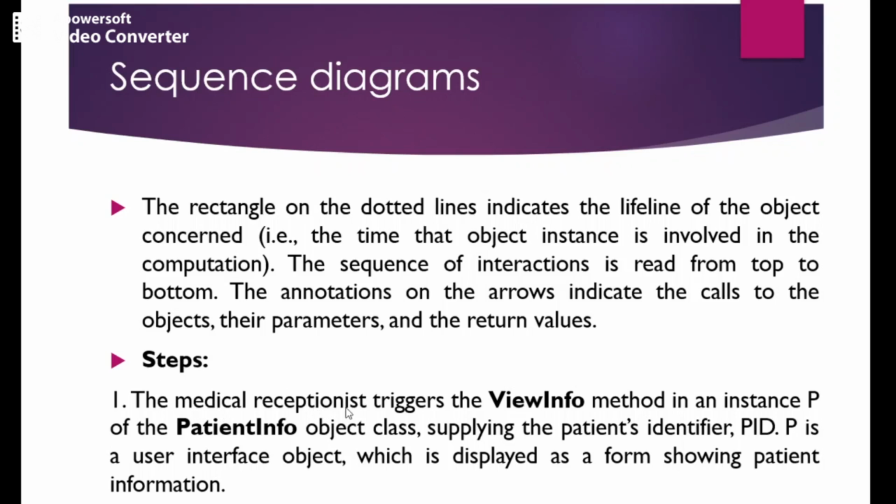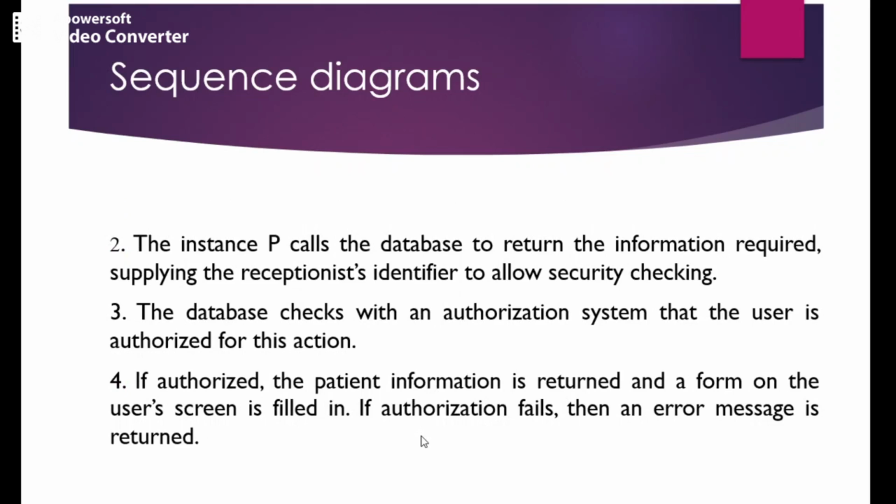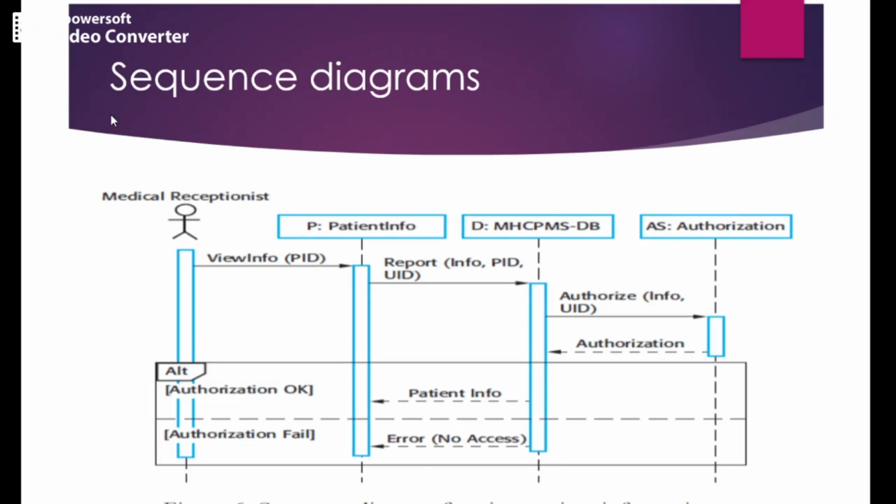The medical receptionist triggers the view info method in an instance P of the patient info object class. So what you can see is who triggers now. Actually, it is the medical receptionist. So it makes a call to this object class. I can tell what is this patient info class and what is the object P. Keep in mind, it will make a call to this object class.